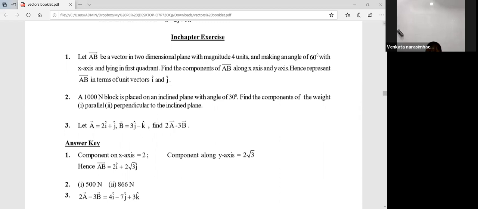Sir, one confirmation: 1000 Newton is perpendicular to the ground? No. Parallel to the inclined plane. A 1000 Newton block is placed on an inclined plane at an angle of 30 degrees.